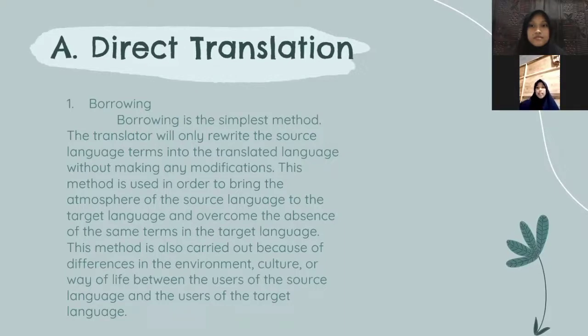Borrowing is the simple method: the translator will only rewrite the source language terms into the target language without making any modification. This method is used in order to bring the atmosphere of the source language to the target language and overcome the absence of the same terms in the target language. This method is also carried out because of differences in the environment, culture, or way of life between the users of the source language and the users of the target language.